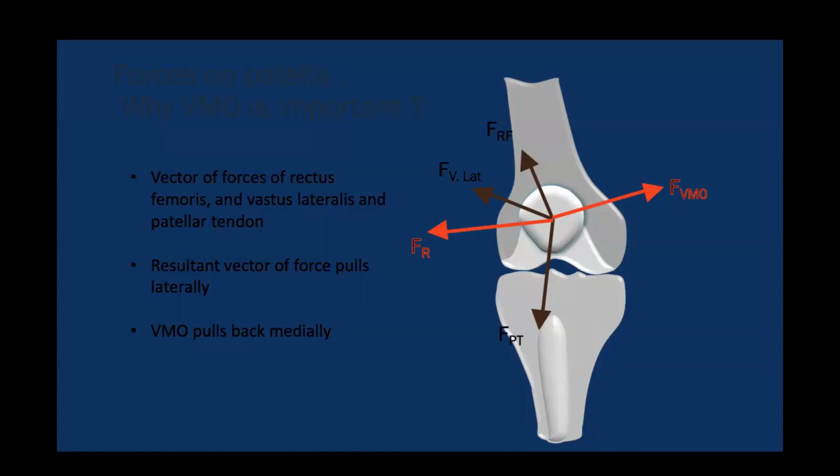There's only one muscle that pulls the patella medially. Two major structures actually pull the patella medially and keep the patella contained in the trochlea. One is the VMO, the other one is the MPFL. Vector forces of the rectus femoris, the vastus lateralis, and the patella tendon act on the lateral aspect.